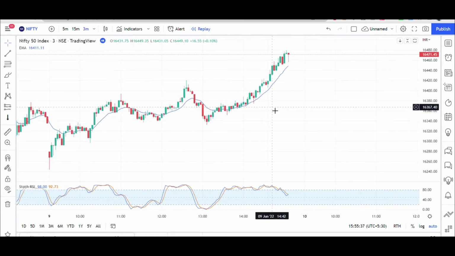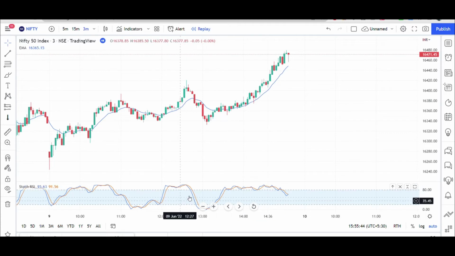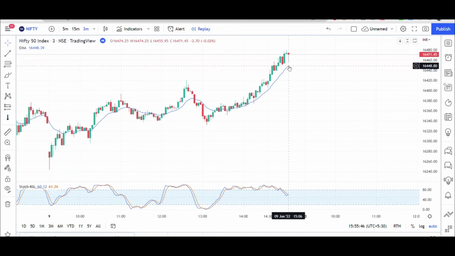We have to enter on the live candle, and we have to exit on the live candle. So our target will be from here to here and here to here. That's it. In between, we are not taking any trade. And the 13 EMA will be our kind of intermediate level. Above this, it is bullish. Below this, it is bearish.